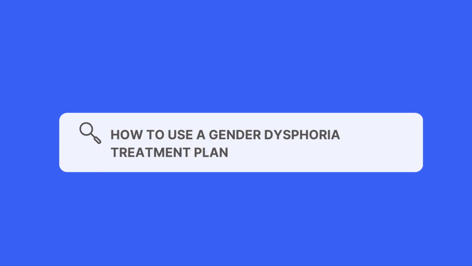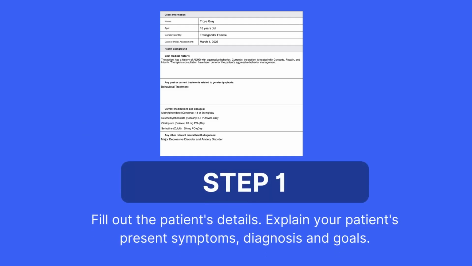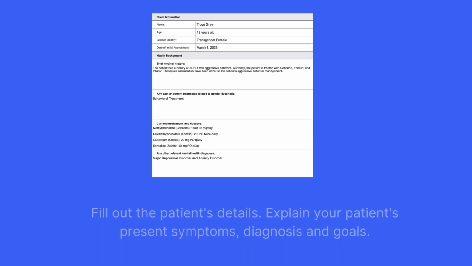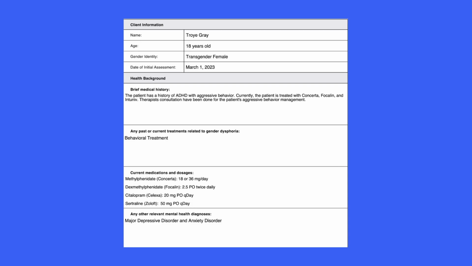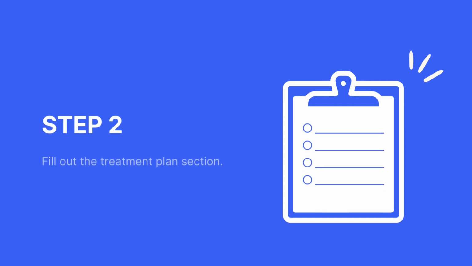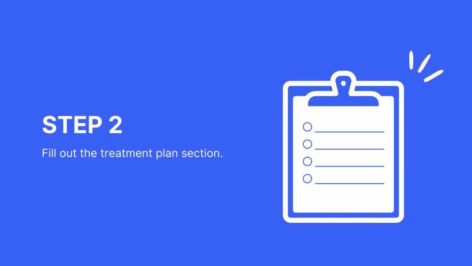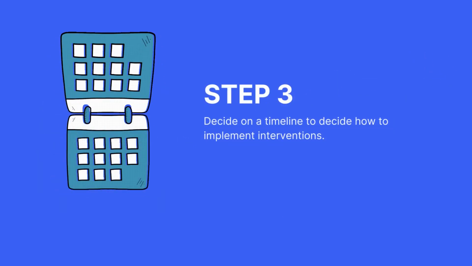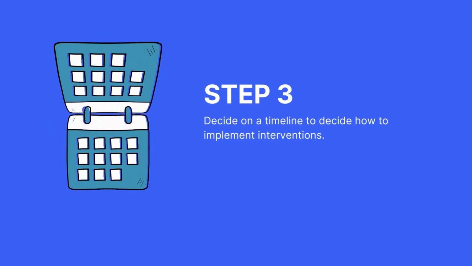To use our gender dysphoria treatment plan, follow these steps. Download the gender dysphoria treatment plan off our Carepatron platform, which you can find in the description. Fill out the patient's details in the assessment as shown on the screen. Next, fill out the treatment plan section of the form. Create a detailed plan which includes goals and interventions. Lastly, decide on a timeline with the patient to decide how these interventions will be implemented.